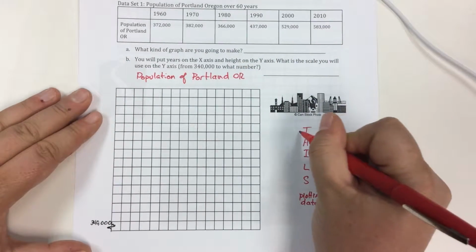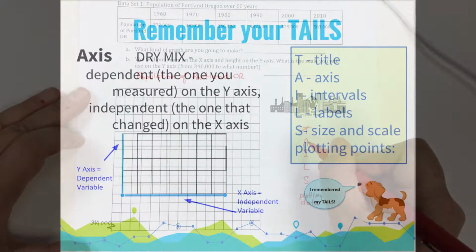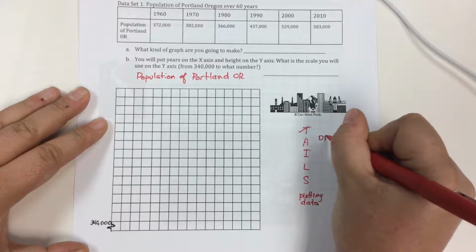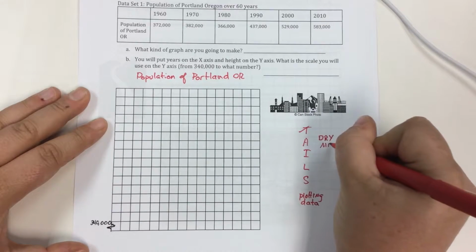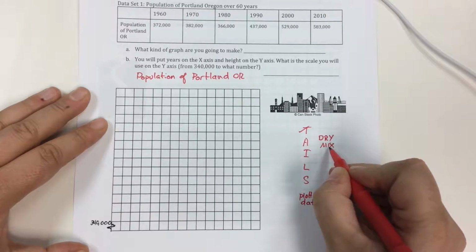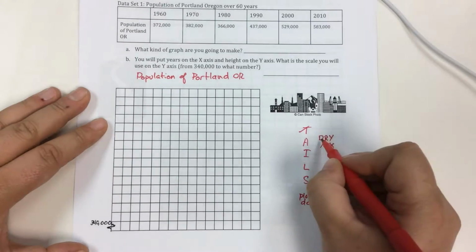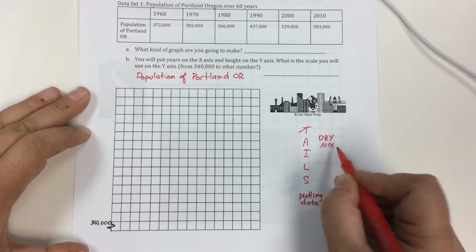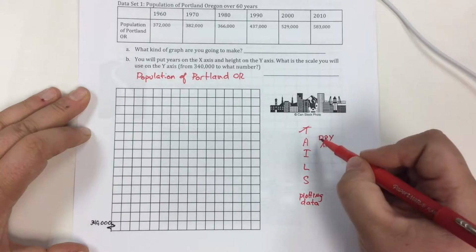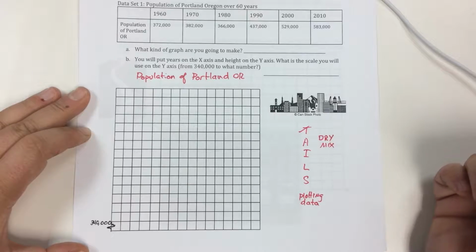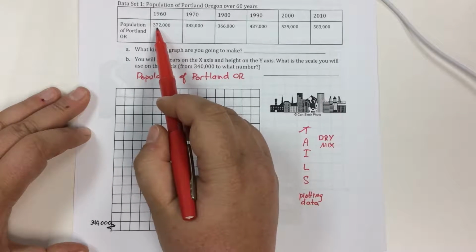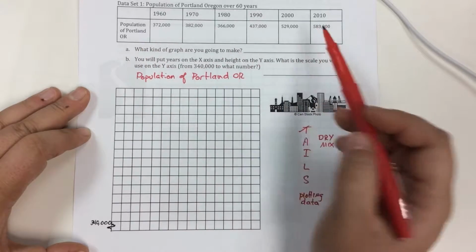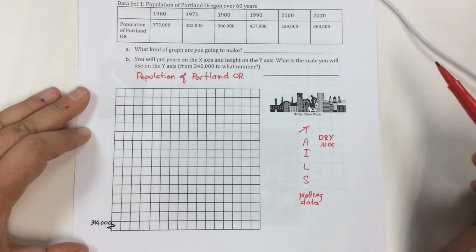Awesome. The next thing down is the axes. Remember our acronym DRYMIX? This tells us that the independent variable goes on the x-axis and the dependent variable goes on the y-axis. The independent variable is the thing that changed and the dependent variable is the thing that we measured. In this graph, the thing that was measured is the population, and the thing that changed is the years.